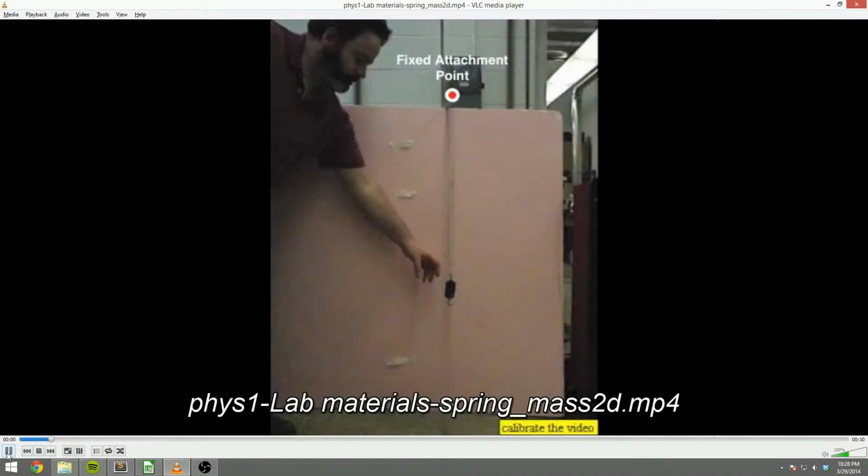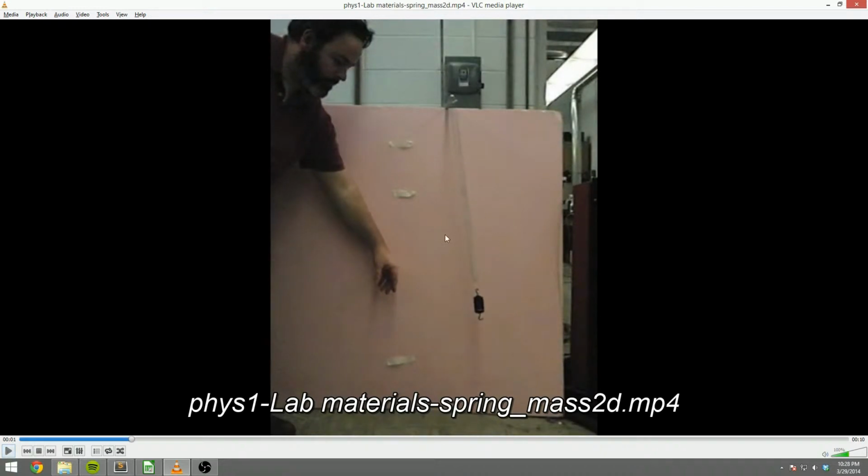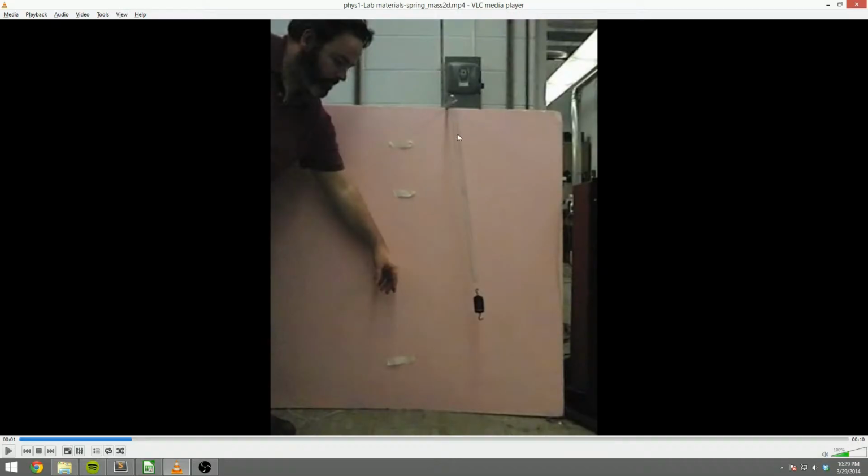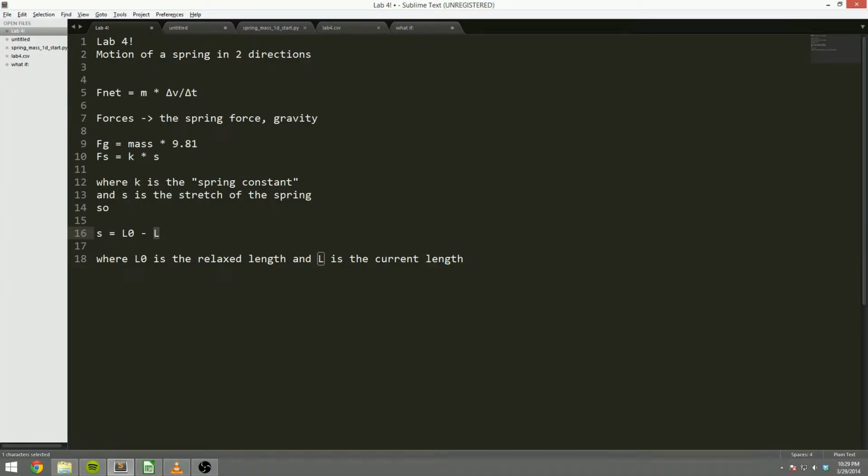Starting from Newton's second law, that F net equals ma, we have two forces in this situation. We have the spring force, given by the spring here, and the force due to gravity, given by the Earth, where gravity is equal to mg, mass times the acceleration due to gravity, and the spring force is equal to k, which is the spring constant, which you can calculate for a given spring, multiplied by s, which is how stretched out the spring is, and that's given by L naught, which is the relaxed length of the spring, it's sitting on a table, minus the current length, which is L. So L naught minus L is equal to s.